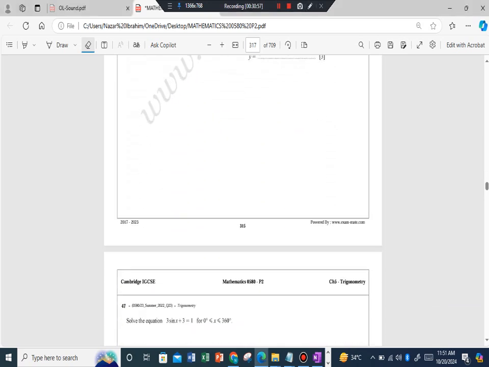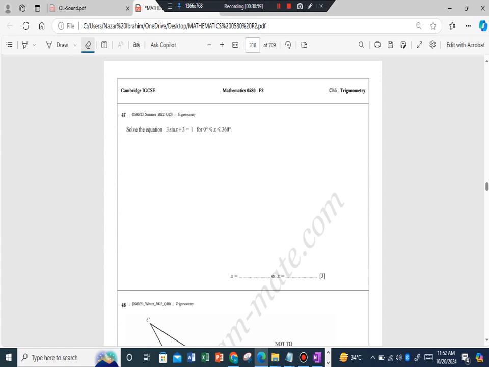Okay. Question number 47. Again, ratio question, right? We first need to move the coefficients and constants. So 3 sine x plus 3 will go over there. It will be minus 3. So 1 minus 3 is minus 2. And 3 will go in the denominator, minus 2 upon 3.